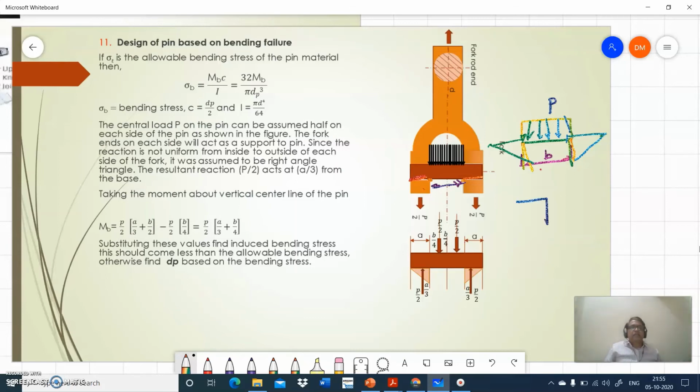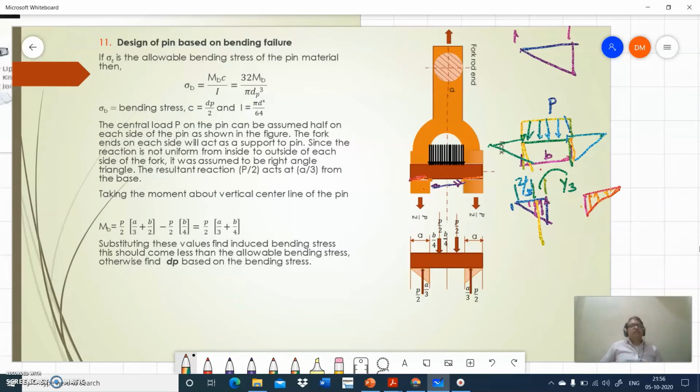That means the reaction at this end is taken as a right angle triangle, right? So the resultant reaction will act at a distance of 1 by 3 from the base, or you can take 2 by 3 from this edge. You have learnt that this is the intensity of pressure. It will pass through the centroid of that load distribution, since it is a triangle.